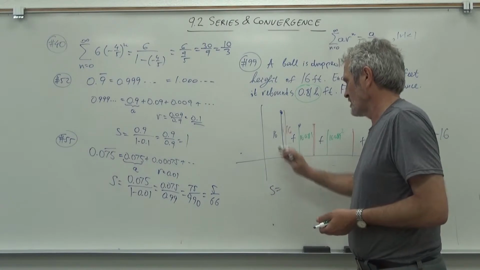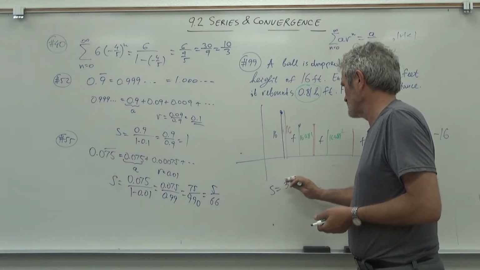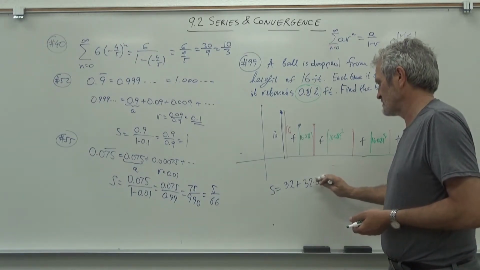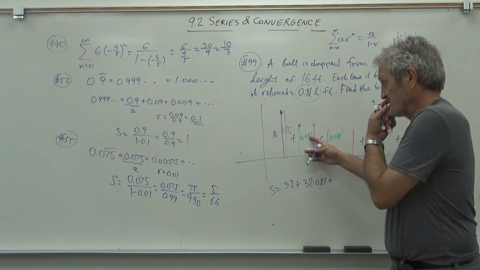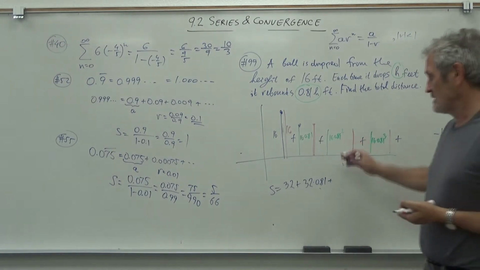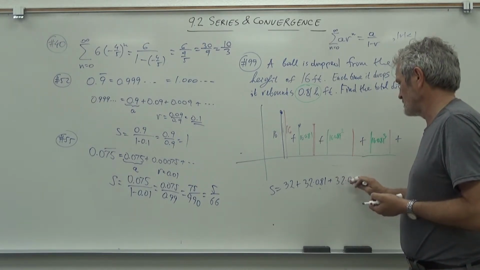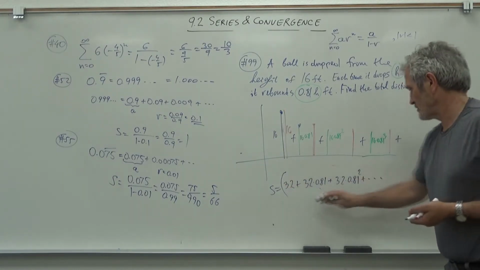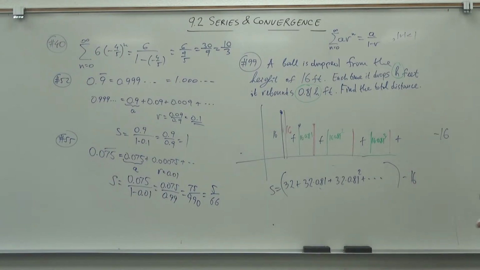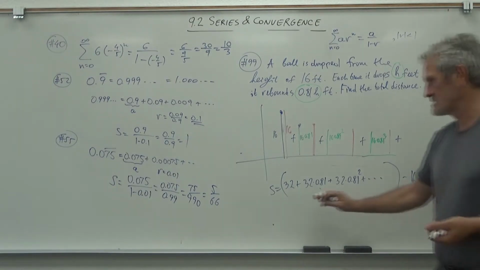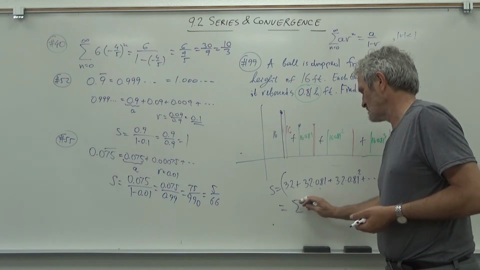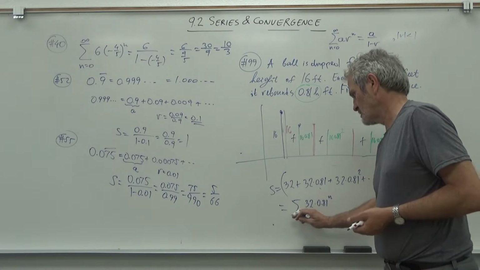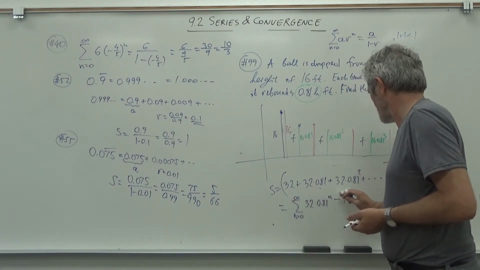So S equals, my first stage is 16 and 16, which is 32. Then the second couple gives me 32 times 0.81. So 16 and 16 is 32, both of them times 0.81. This one would be 32 times 0.81 squared, and so on. And then, of course, don't forget minus 16. That's it. Now I have a very nice geometric series. So this is the sum of 32 times 0.81 to the n, where n goes from 0 to infinity, and minus 16.